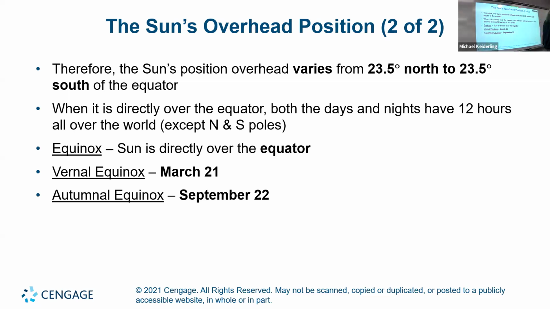The poles get 6 months of sun in the summer, local summer, and 6 months of dark in the local winter. But everywhere else at the equinox, you get equal day and night. The vernal equinox is March 21st or 20th, I think. And the autumnal equinox is September 22nd or 23rd. It shifts by a day because the length of the year is not perfectly an even number of days. So it's not always the same day.